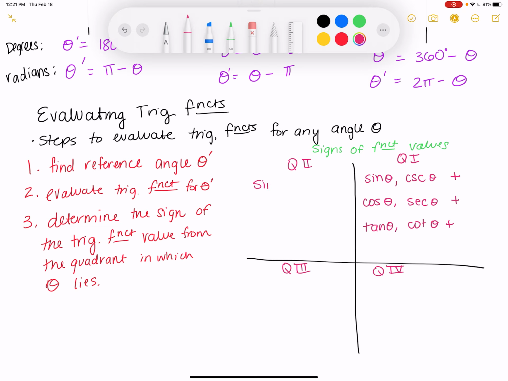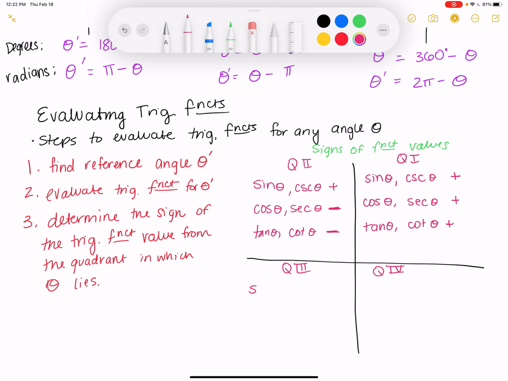Quadrant 2, sine of theta and cosecant of theta are positive, okay, because my y values are still positive. Okay. However, cosine of theta and secant of theta are negative because my x values are now negative. Okay. Cotangent of theta and tangent of theta, I have these written backwards. Let me reorder these. Tangent of theta and cotangent of theta are also negative, okay, because if one of them is negative, then that's going to make tangent and cotangent negative.